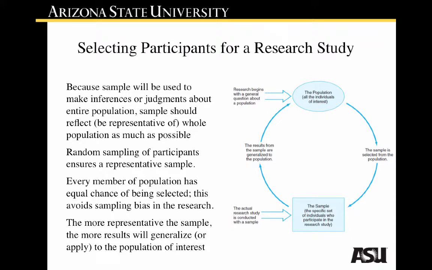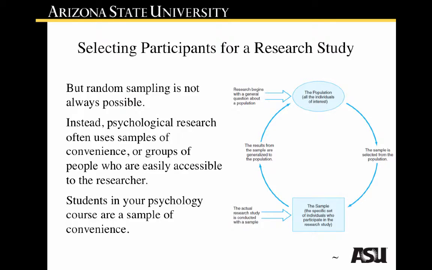So because the sample is a stand-in, right? They're used to make inferences or judgments about an entire population. They'd better reflect the entire population or be representative of that whole population. So one way to achieve this is by random sampling of participants. This ensures a representative sample. So every member of the population in a random sample has an equal chance of being selected to participate in the study. As a result, this avoids sampling bias in the research. The more representative the sample, the better the results will generalize or apply to the population of interest. So finding a random sample is really critical to being able to come up with good generalizable results.